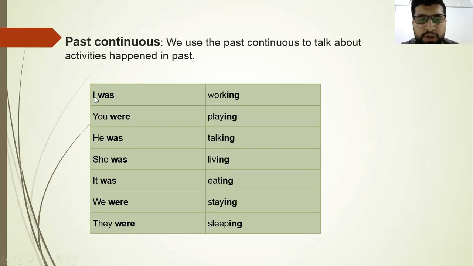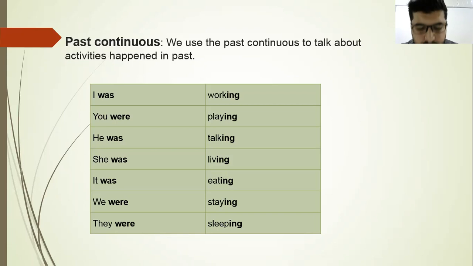So here, the words like I was, do not forget it. Yesterday we were saying I am. In present continuous we were saying I am working, you are playing, he is playing, she is living, it is eating, we are staying, they are sleeping. For present continuous we said it like that.